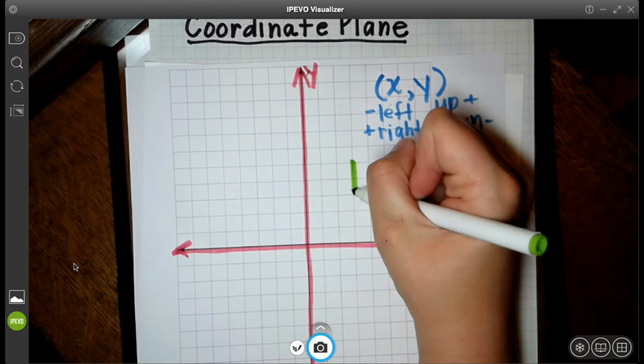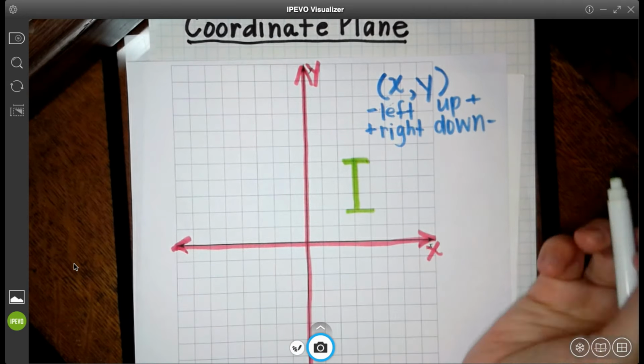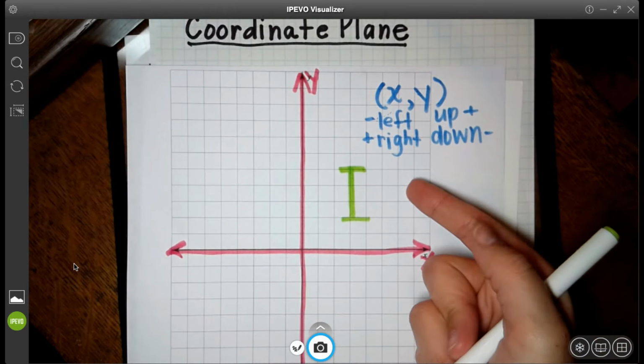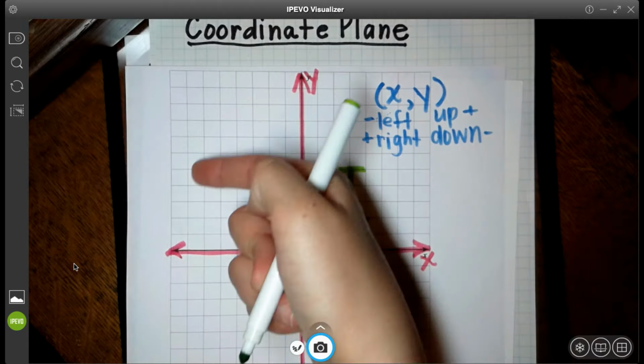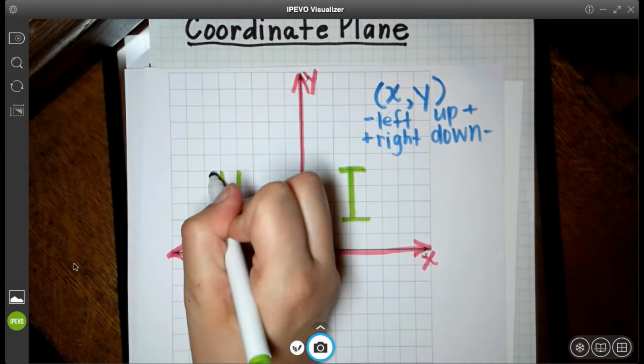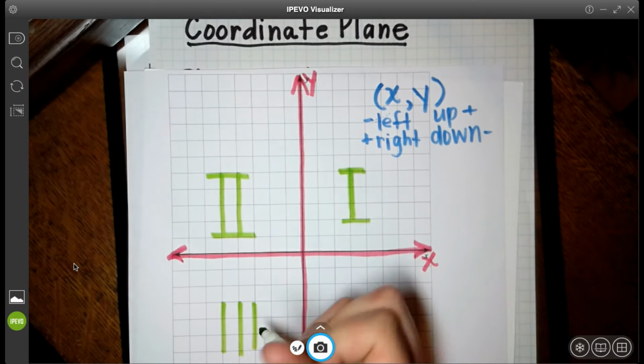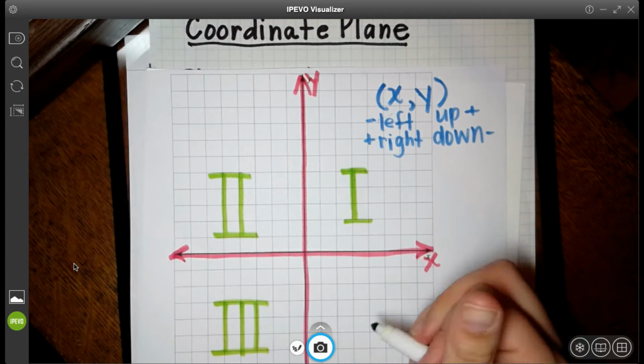So since this is where we start, think about it, this is kind of where you started in grade 5, we call this quadrant 1. Then we go in counterclockwise order. Okay, so now this is quadrant 2. We use Roman numerals. This will be 3, and this will be 4.